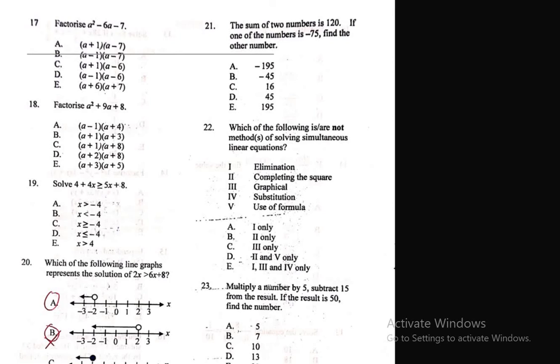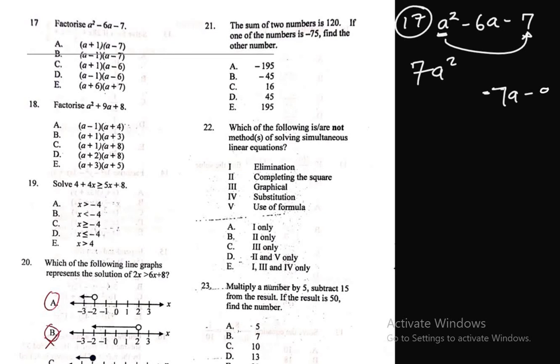Alright, to the next question. Question 17. Factorize a squared minus 6a minus 7. Step 1. Multiply the first term and the last. A squared times 7 will give me 7a squared. What are the factors of 7? Let's just work with minus 7a minus a.